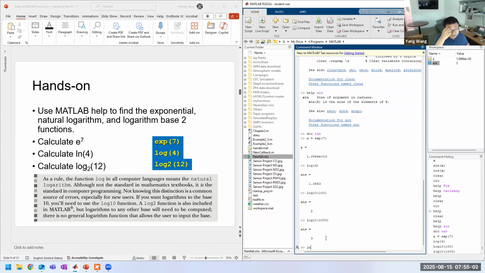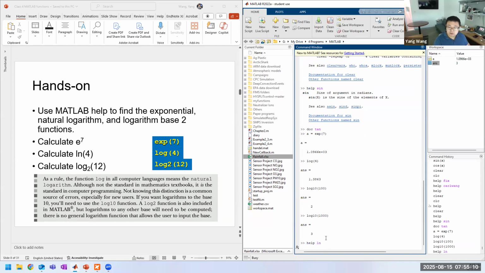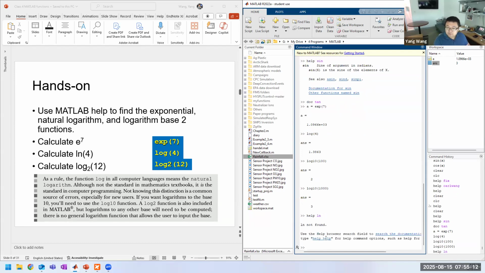But the thing is that in MATLAB, there's no such function called ln, or the ln could mean a different function. So let's see, we just search help ln. There's no ln function, right? Instead, in MATLAB or in other types of computational tools, for example, I think in Excel it's the same too, you will actually type in log. So log just means natural log, right?